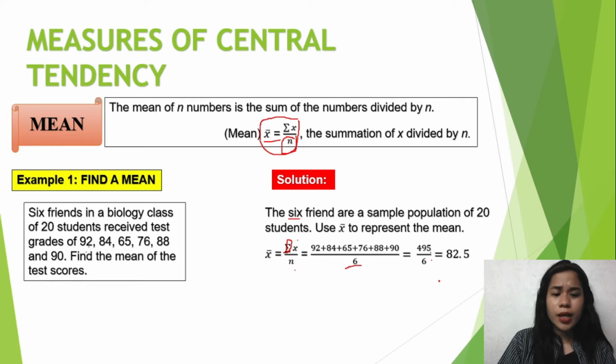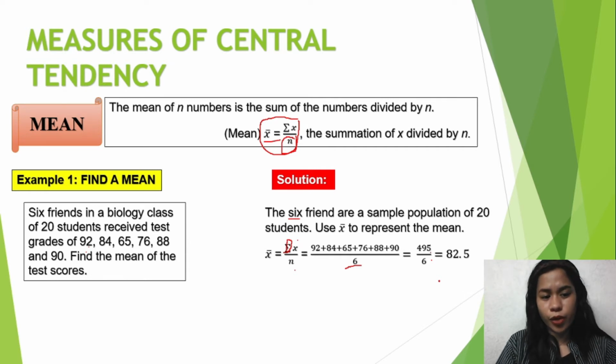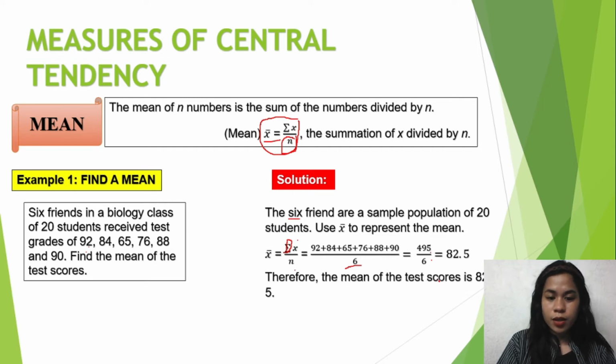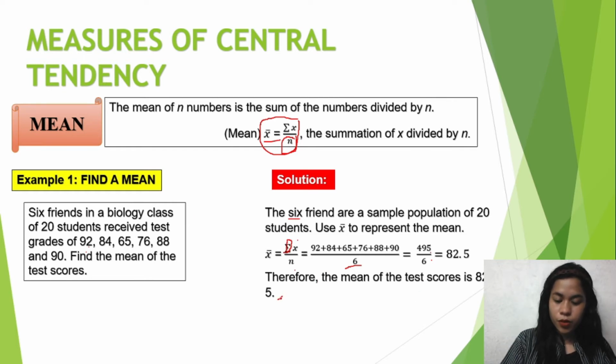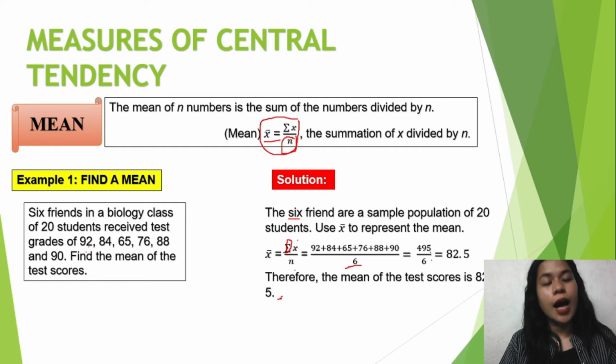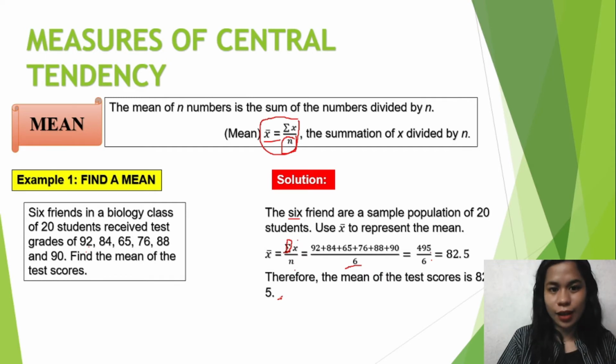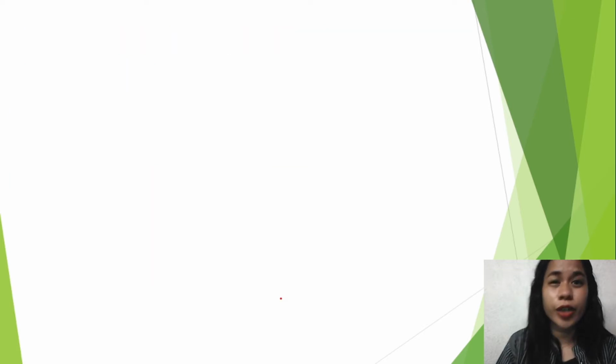Therefore, the mean of the six students in a biology class of 20 students is 82.5. So the mean of the test scores, so yun yung test scores nila is 82.5. So yun yung pagkuha ng mean. So we just add the given scores or the given data. And kung ilan yung inadd natin, we just count it and divide it by the number of the given set of data. And yun na yung mean natin. That is actually our average.